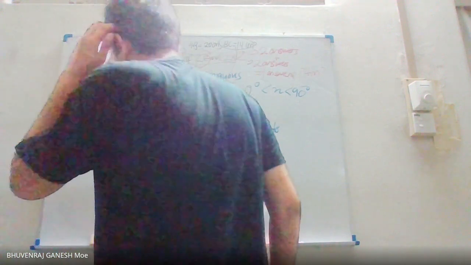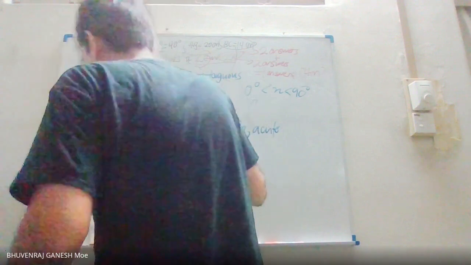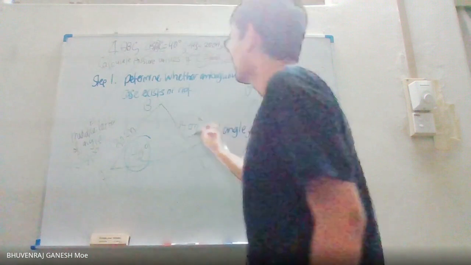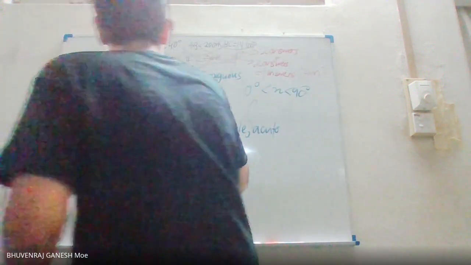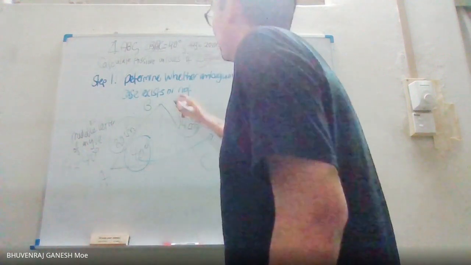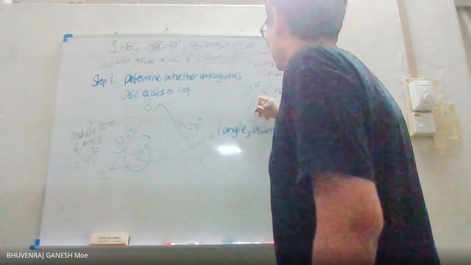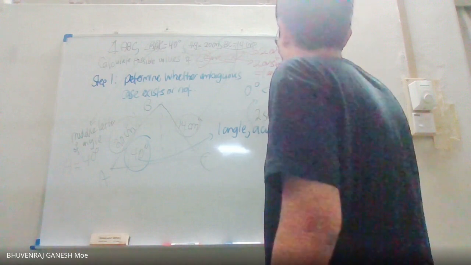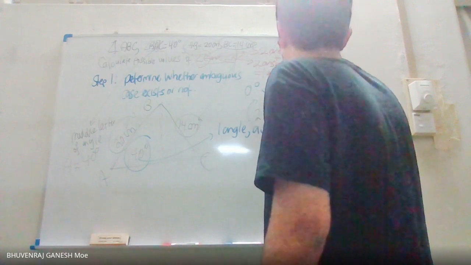And the side opposite to the non-included angle is shorter than the other side. 14 cm is shorter than 20 cm. And it's longer than the height, obviously, because this is the hypotenuse. So both conditions are satisfied already, and we can apply the ambiguous case rule.